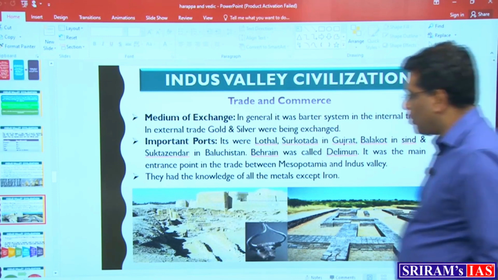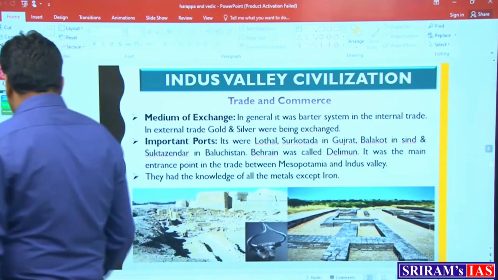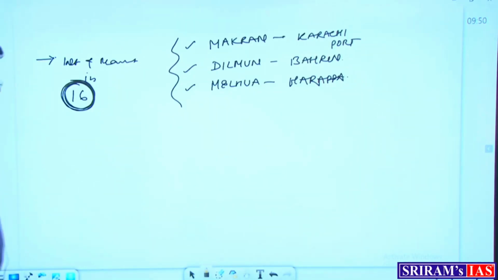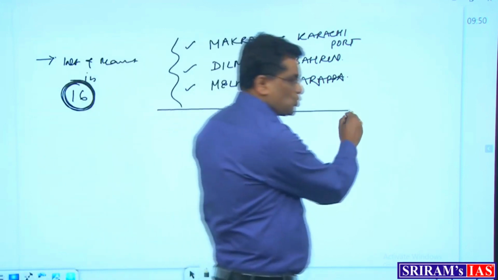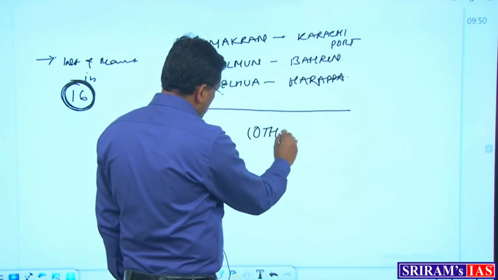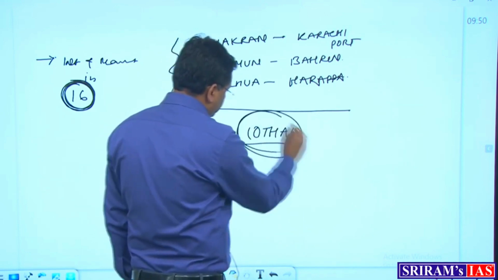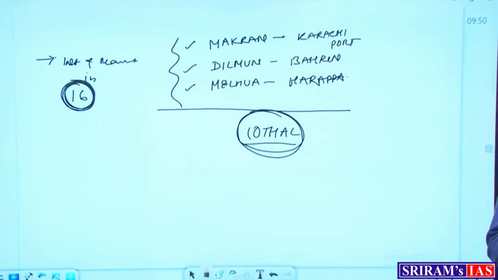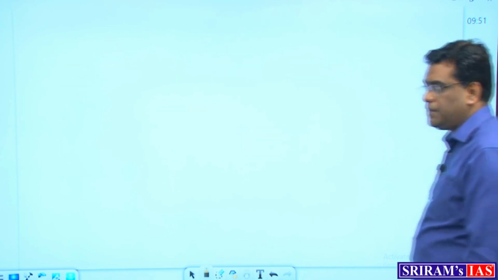There are many ports of the Harappan civilization. So Harappans had many ports also. The most important port was Lothal, in Gujarat. So this is the economic system of the Harappans. Let's talk about the religion of the Harappan civilization.